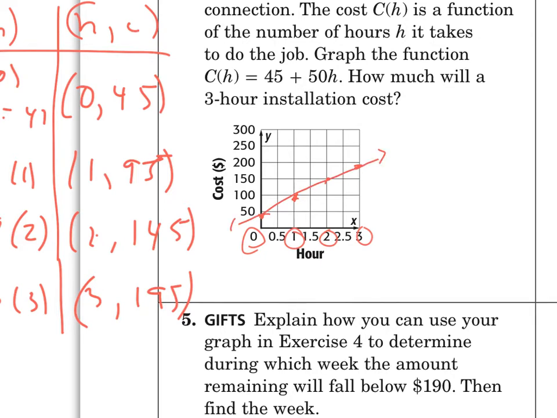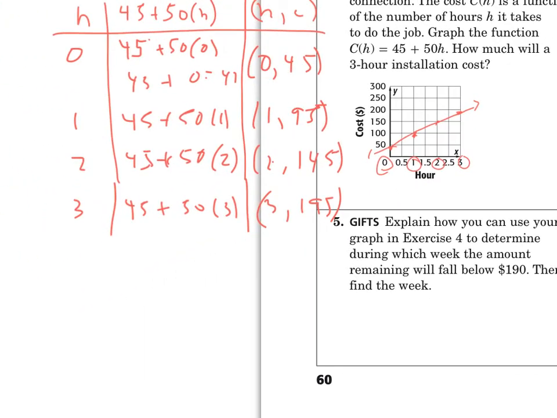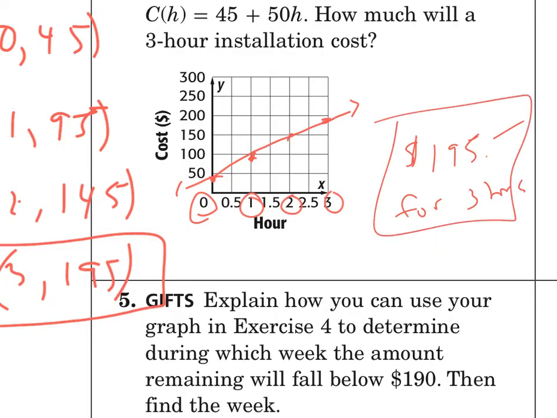And then it asks how much will a 3-hour installation cost. Actually, that's one of the calculations I did here, 3 hours. And so our answer was $195. So it's $195 for the 3 hours of work, and that is the answer to number 3.